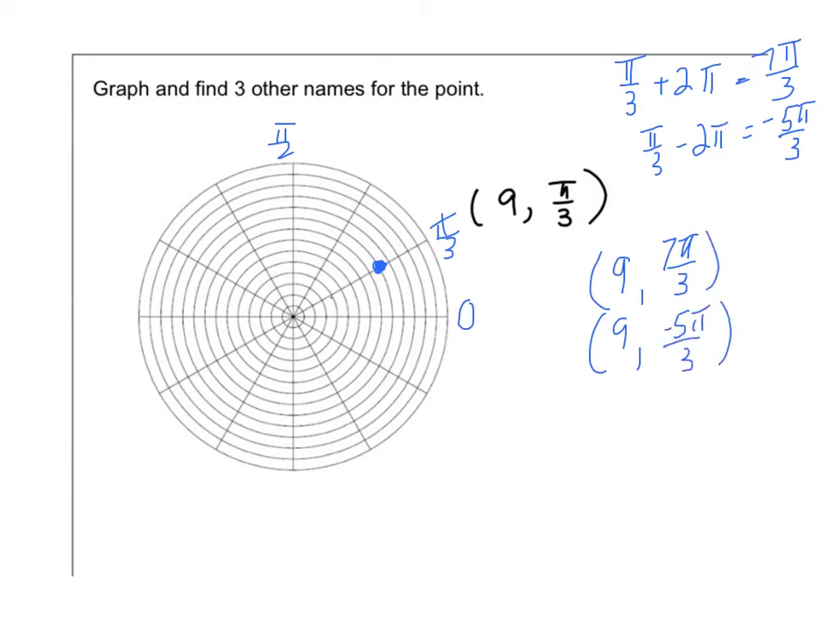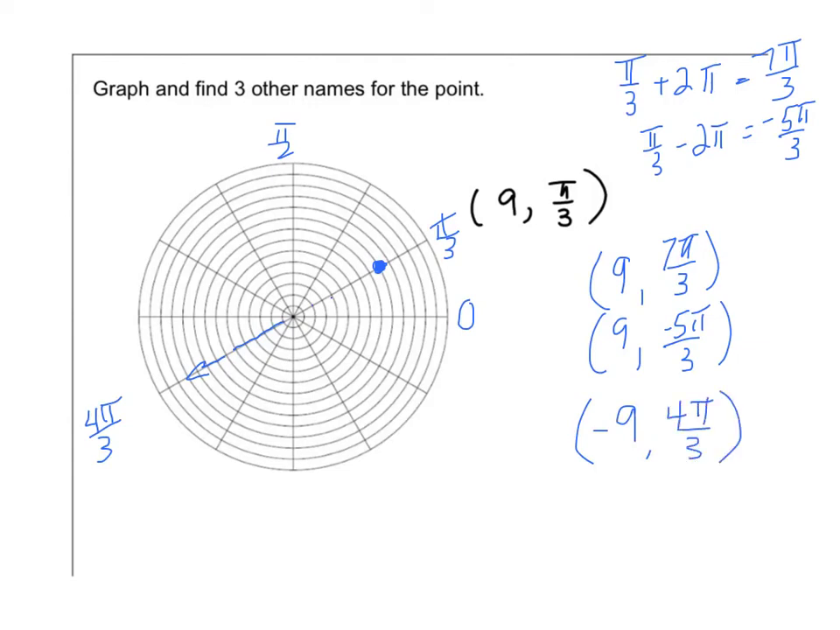There's 2. The other is the one opposite. So if I go this way, this angle is going to be 4 pi over 3, but I want to go in the opposite direction. So it'll be (negative 9, 4 pi over 3).